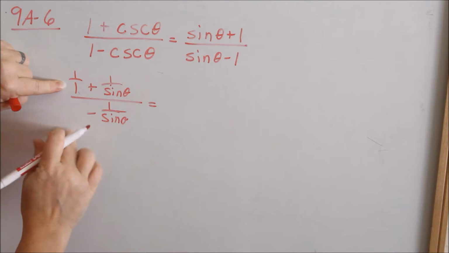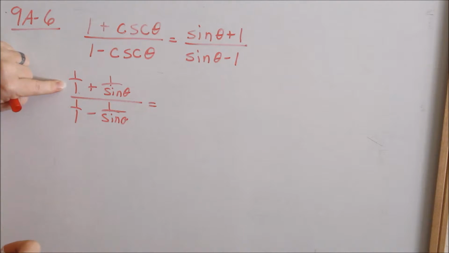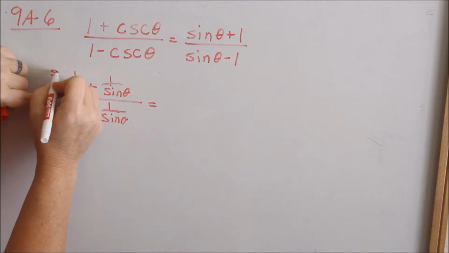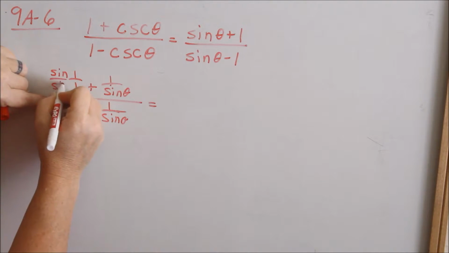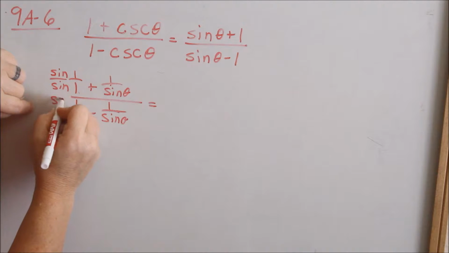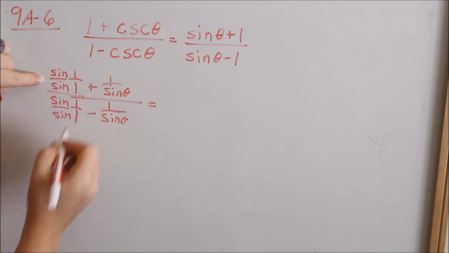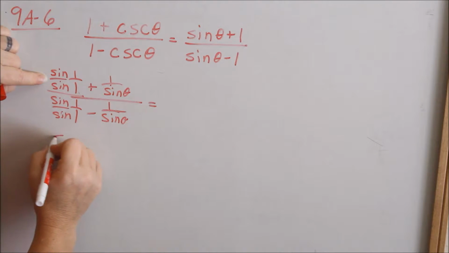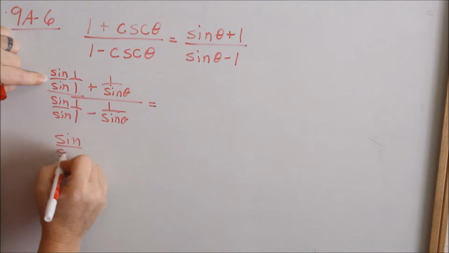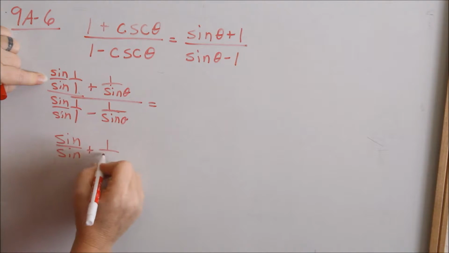Adding fractions, so what do we do? Make a common denominator. This denominator needs to be sine. So this would be the same thing as saying sine over sine. Same here, sine over sine. So over here, basically I would have sine over sine plus 1 over sine.